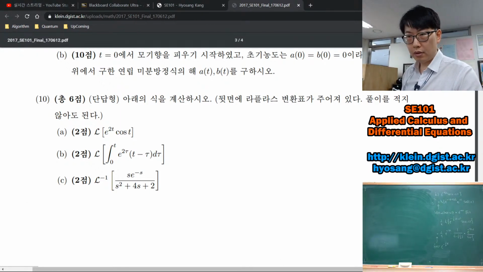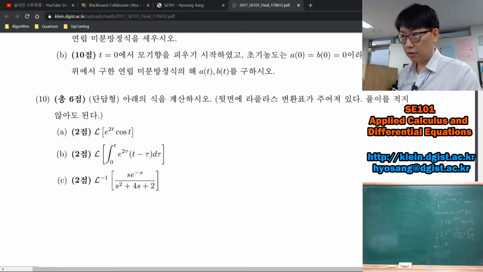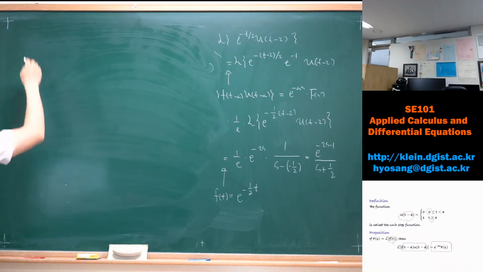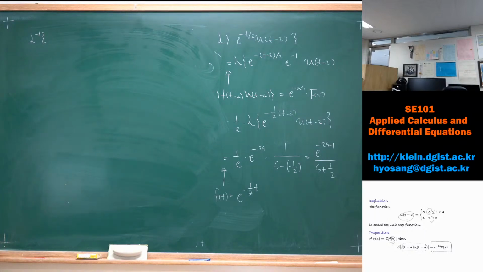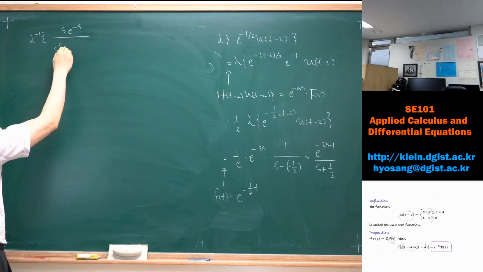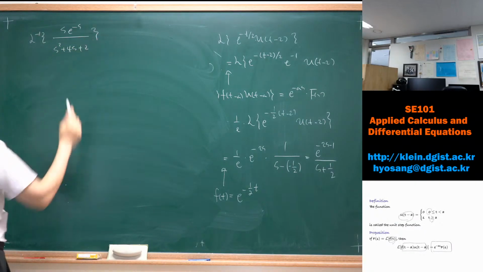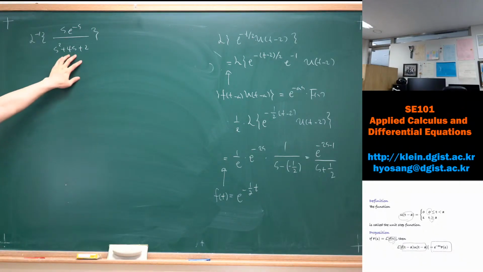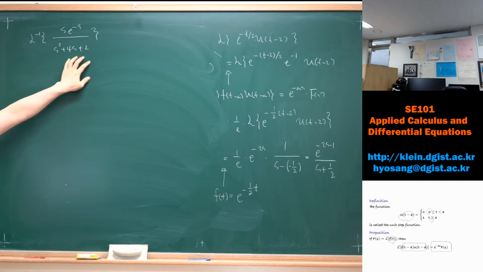So everyone got this one. Let me change to the blackboard. So it's the inverse Laplace transform of some weird function: (s e to the minus s) over (s squared plus 4s plus 2). Now, this is not a perfect square. S squared plus 4s plus 2 is not a perfect square. How do you change it so that I can use the Laplace transform?